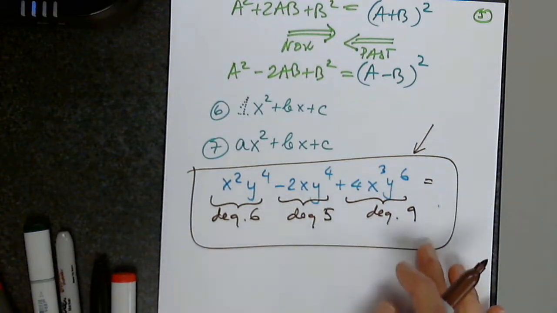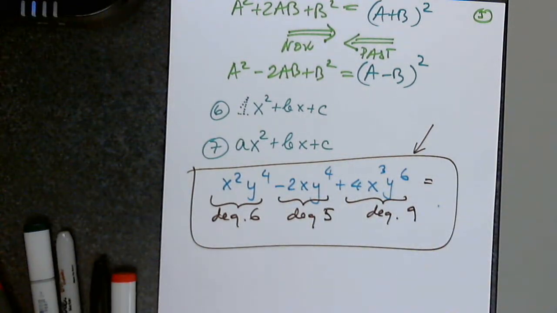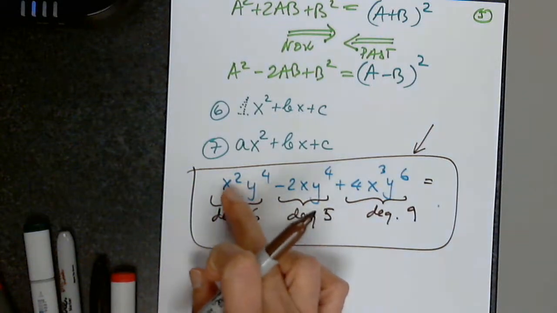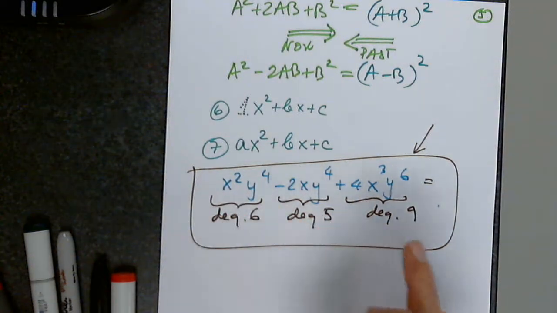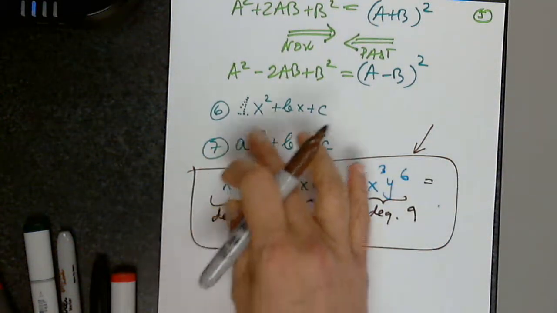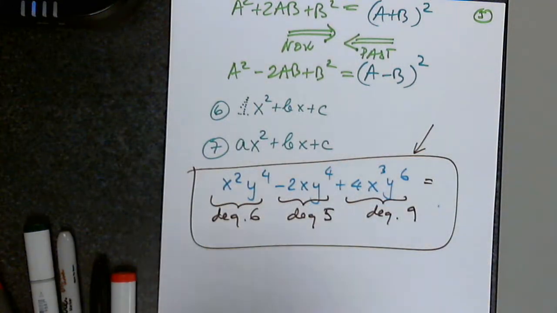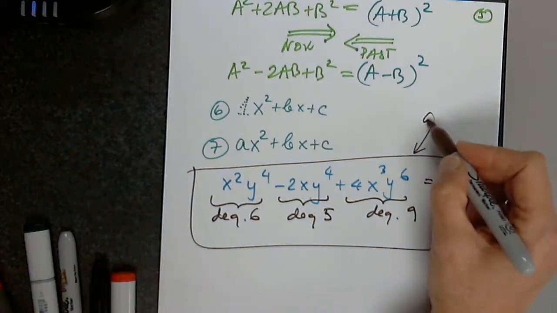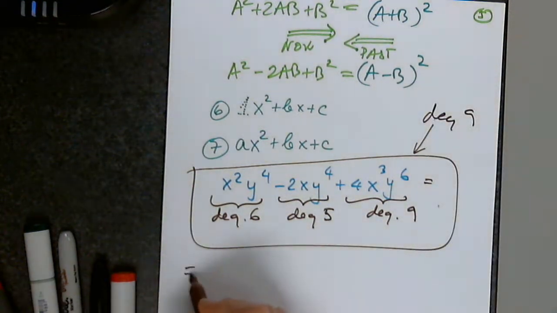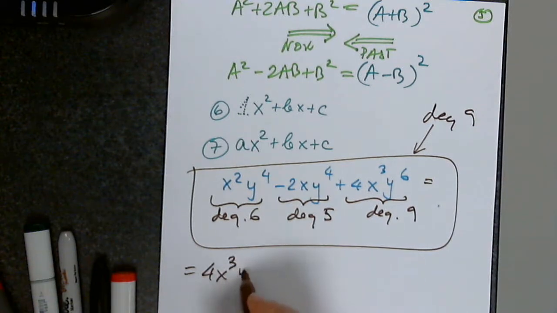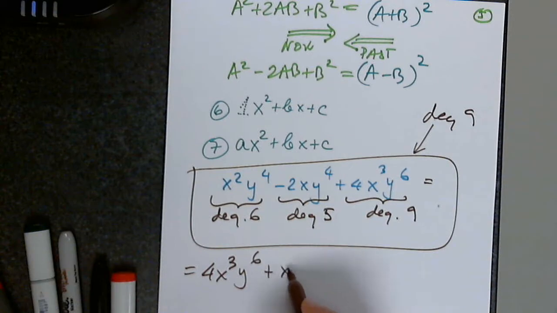You're not adding the degrees, you have to choose the highest now. I'm adding exponents of variables in each monomial, but when I decide this whole thing, this trinomial, I have to choose the highest degree, and that's it. So it's degree 9. So that's why I will rearrange it as 4x to the 3rd y to the 6th, and then degree 6 is next, plus x squared y to the 4th, and then minus 2x y to the 4th.